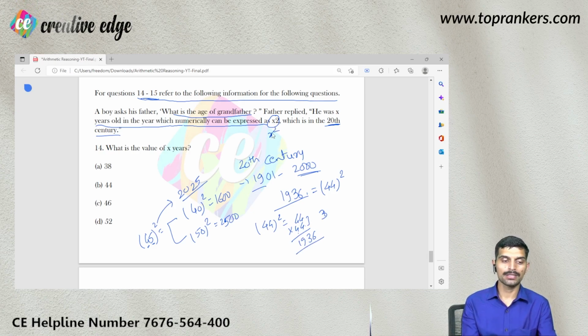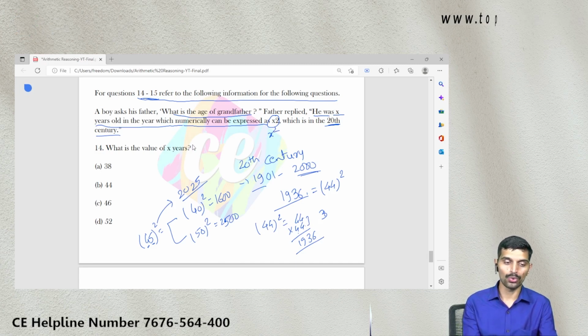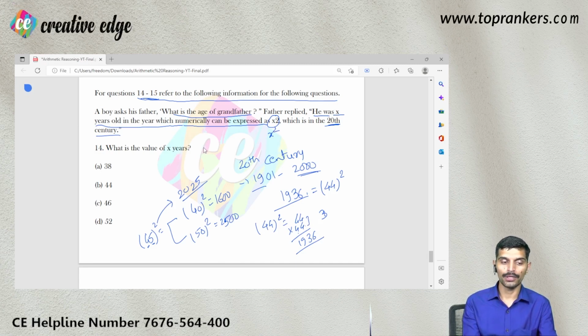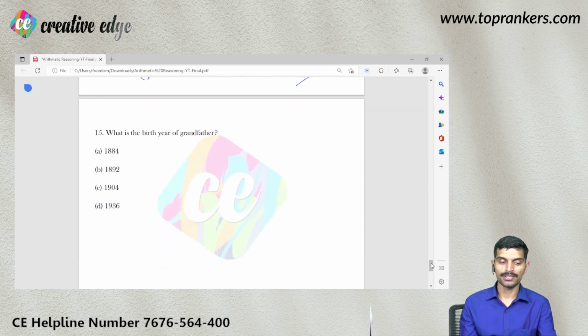So X is 1936 and he was X years old. So the grandfather was 44 years old. The value of X is 44. This we have decoded. Let's see the next question.